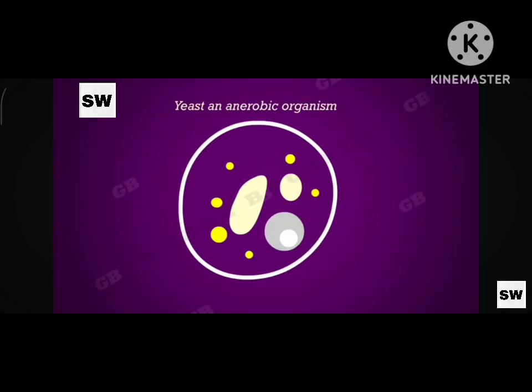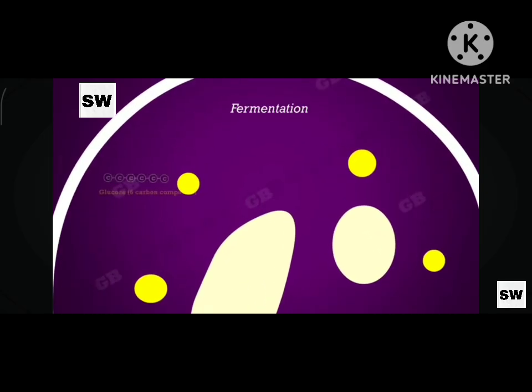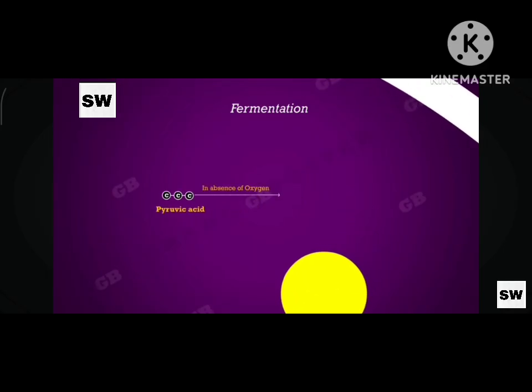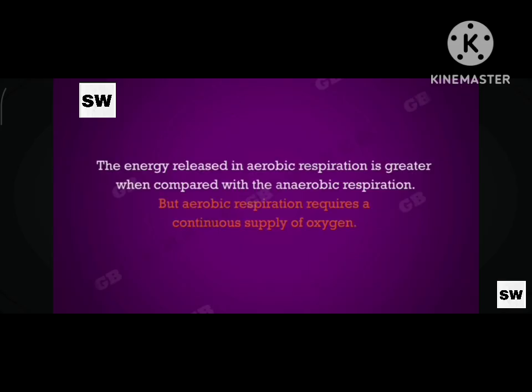In the case of yeast, an anaerobic organism, glucose is converted to pyruvic acid. Pyruvic acid releases energy by converting into ethanol and carbon dioxide. This process is called fermentation. The energy released in aerobic respiration is greater when compared with anaerobic respiration. But aerobic respiration requires a continuous supply of oxygen.